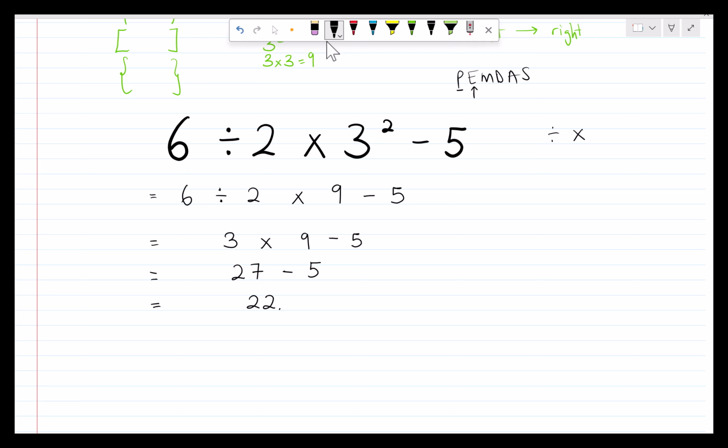And we have used the order of operations PEMDAS to solve this question. This is how you solve this question. You always make sure that you remember this order of operations. And once you do that, you find that solving these questions will become easy. There you have it. Our answer is 22. And if you got 22, that means you got it correct.